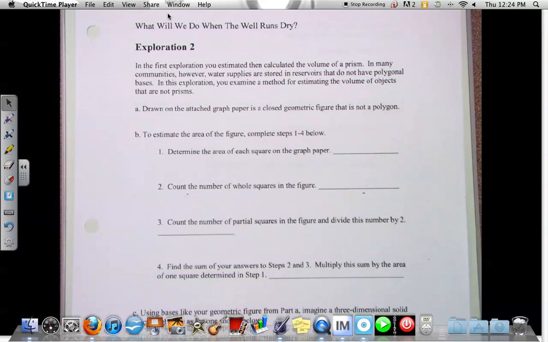All right, in the first exploration, you estimated and calculated the volume of a prism. In many communities, however, water supplies are stored in reservoirs that do not have polygonal bases. So you guys have driven through different communities, and where do you see water stored? Water towers, water tanks. So what are the shapes of the water towers? Circles.